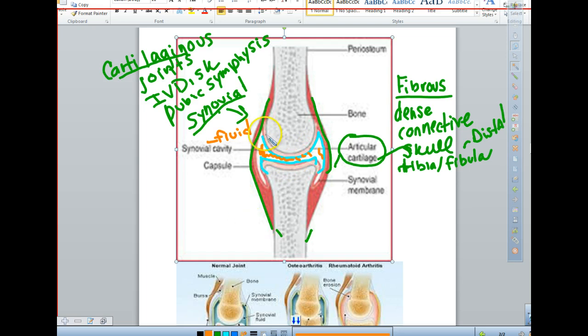If you get swelling in the knee area, and I'm sure many students with knee injuries have had swelling, then this joint is not movable whatsoever. It's pretty terrible. So that was the example of just a regular joint. And yes, you have to know synovial membrane, articular cartilage, synovial cavity, and capsule.